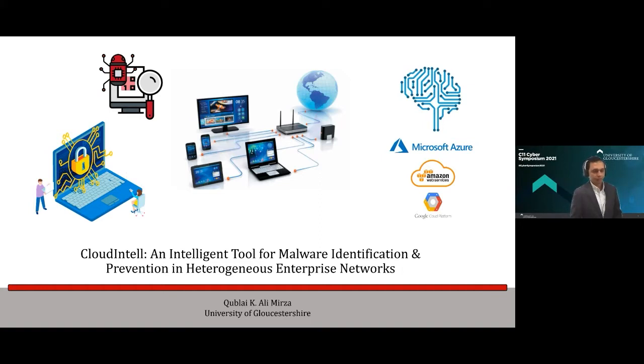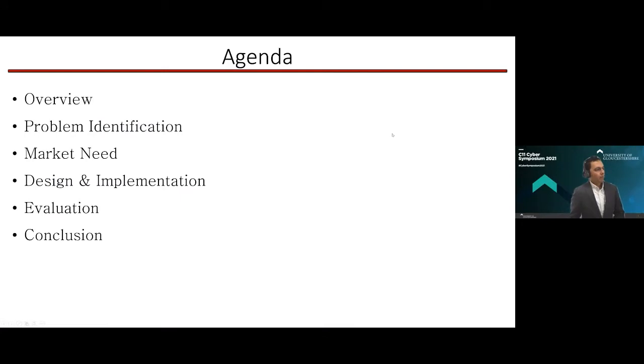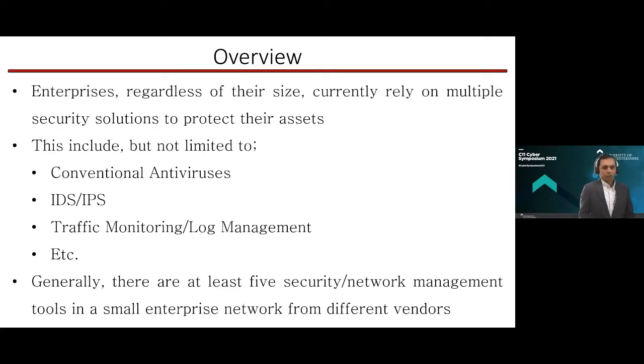So, agenda for today. Overview, problem identification, market need, design and implementation, evaluation, and then conclusion. So overview, enterprises, regardless of their size, currently rely on multiple security solutions to protect their assets. This includes, but not limited to, conventional antiviruses, IDS and IPSs, traffic monitoring, log management, etc. Generally, there are at least 5 security network management tools in a small enterprise network from different vendors.